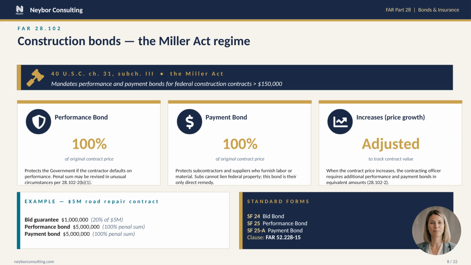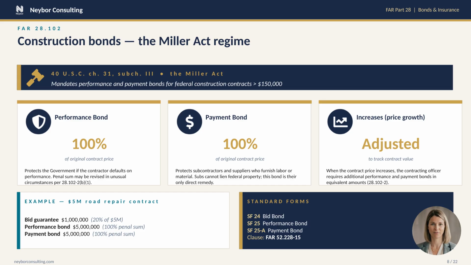The bottom left example walks through a $5 million road repair contract, bid guarantee of $1 million, the 20% rule from the previous slide. Then once you're awarded, $5 million in performance bonding and $5 million in payment bonding. 2 bonds, both at 100%. People sometimes confuse this and think you need 200% total. You don't. You need 100% on each of 2 separate bonds.